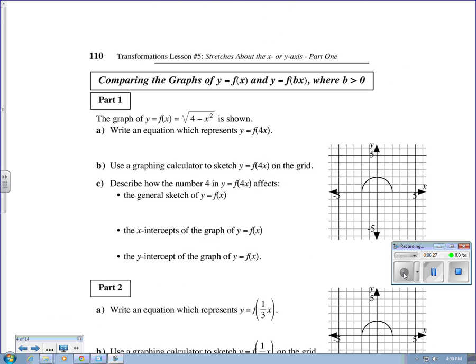We continue to use the same graph, and we're going to graph now looking at horizontal stretches, which should be something different. y equals the square root of 4 minus, bracket 4x, squared. So if you can get that graph on to the graphing paper, then we'll talk about its changes.